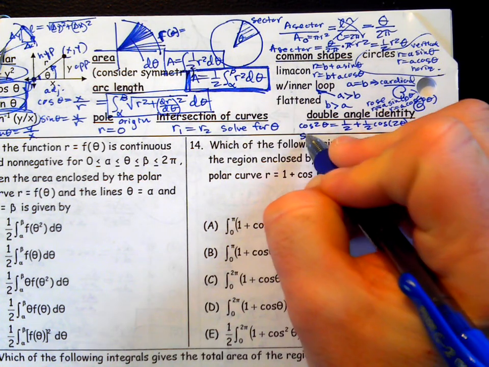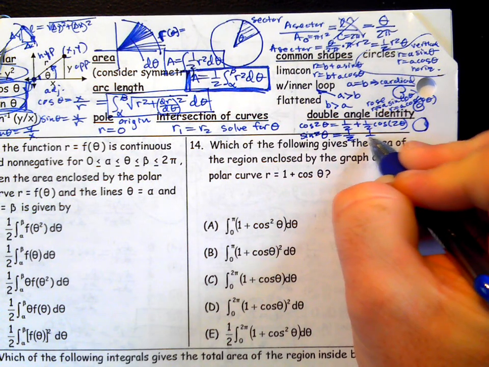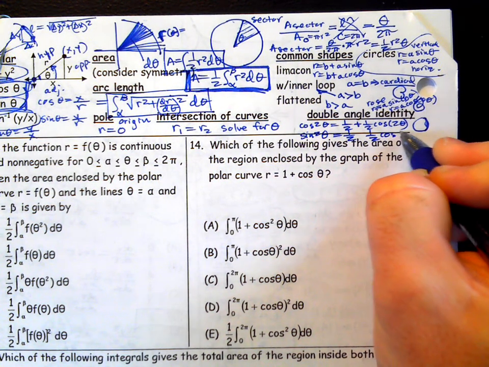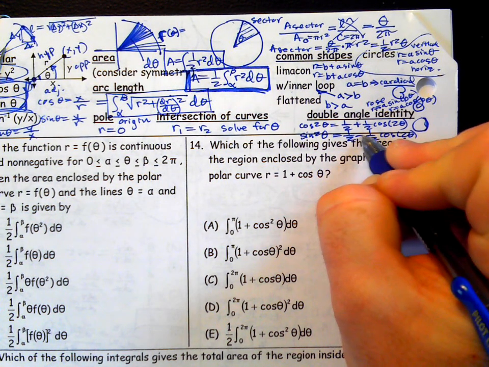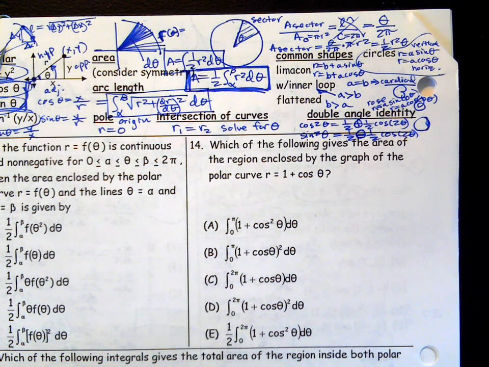Sine squared is using the same double angle identity. It's 1/2, 1/2 cosine 2 theta, but it's minus. That's the main difference. Cosine squared is the plus. Sine squared is the minus. So we use those a ton.